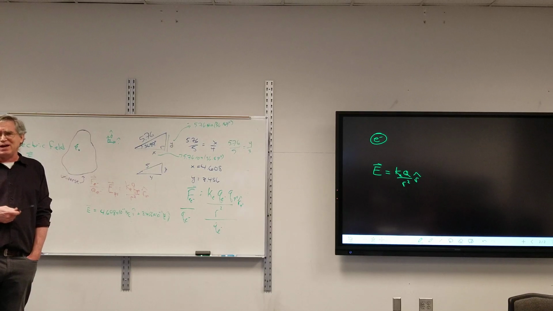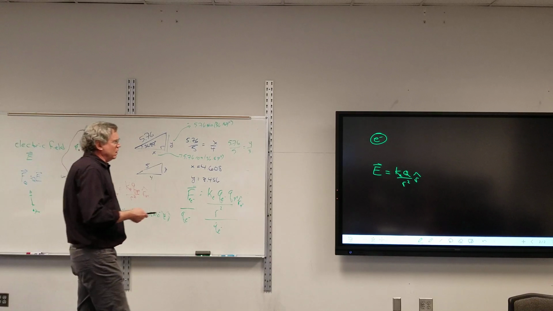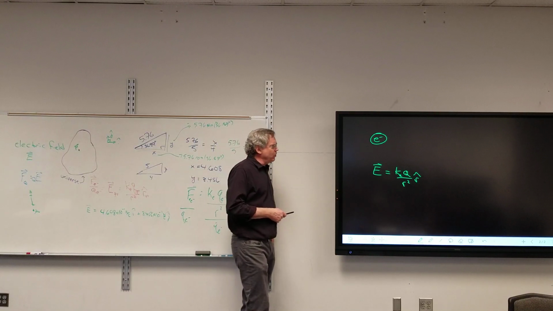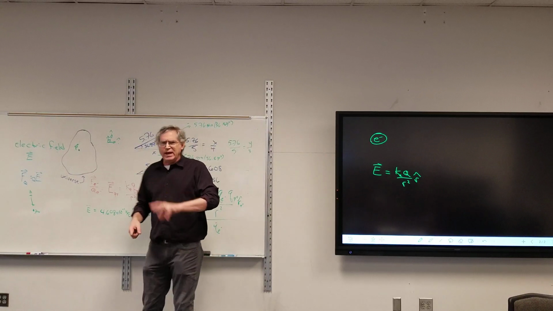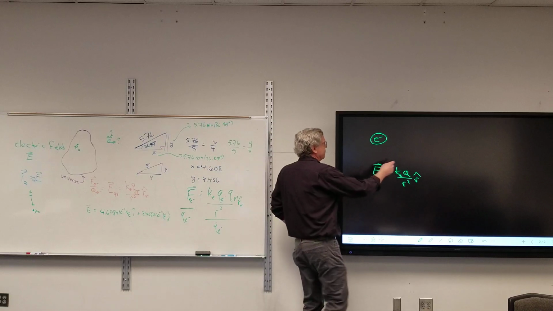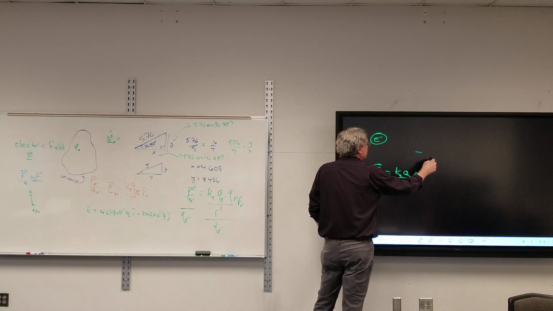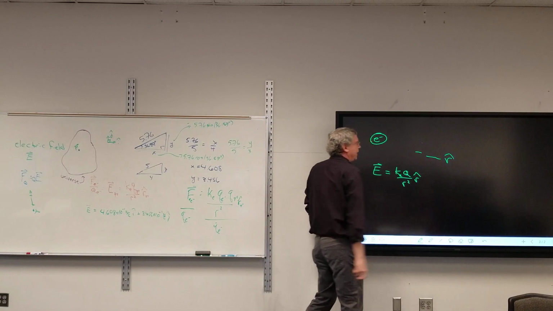Positive, but even if it's not, I'm squaring it. But then I've got Q there, which I know is going to be negative in this case. So whatever I get is going to be negative. So the electric field at this point is going to be negative something r hat.